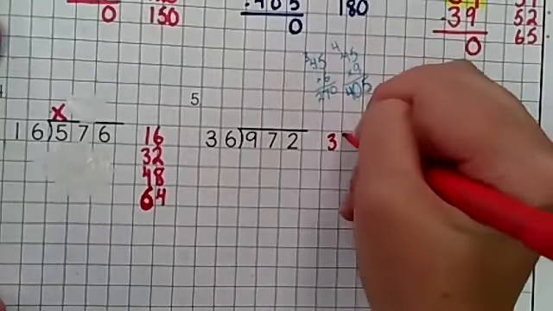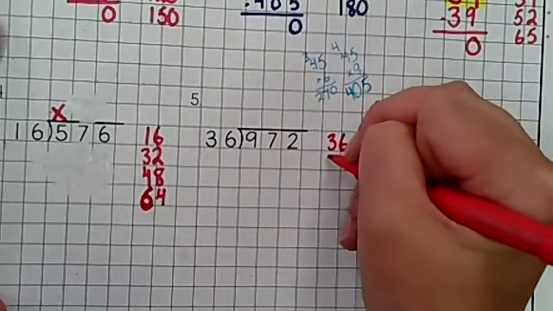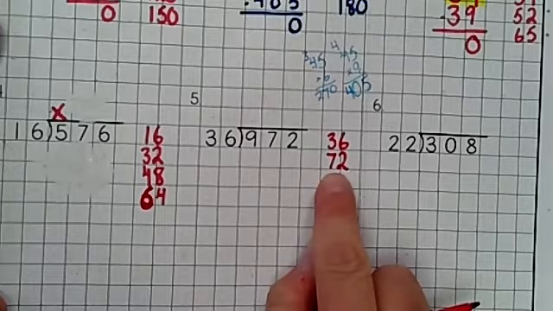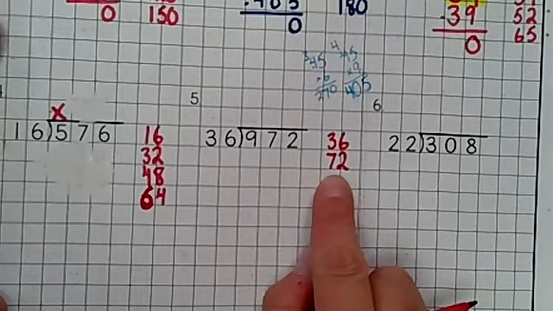Oh, you guys. All right. 36. Y'all are being recorded being mean. 72. What is that? 100? No, it's 100.